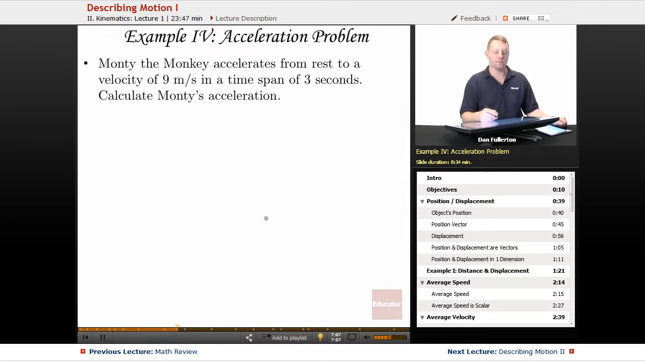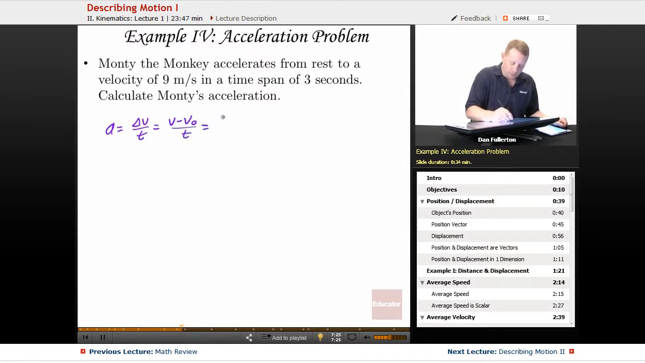Okay, acceleration problem. Monty the monkey accelerates from rest to a velocity of 9 meters per second in a time span of 3 seconds. Find Monty's acceleration. Acceleration is change in velocity divided by time, so that'll be final minus initial velocity over time, which is 9 meters per second minus 0 meters per second, all in 3 seconds, or 3 meters per second squared.